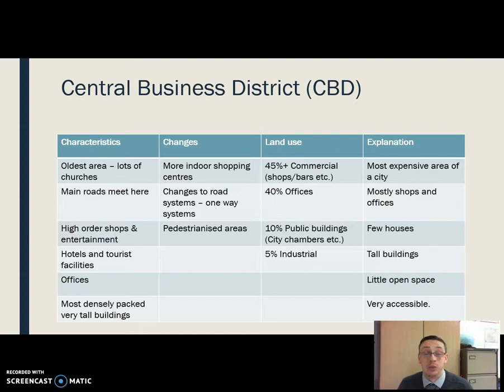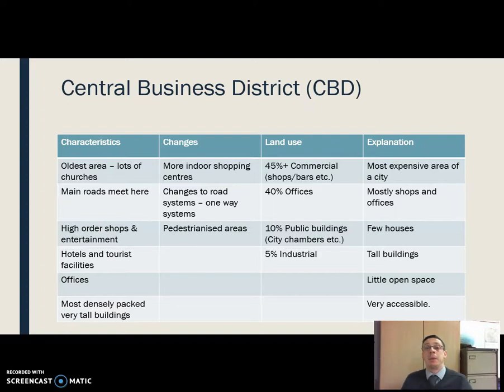We call the ones like that low order shops, and that's things like a newsagent's, the corner shop, that kind of thing. Now we also have entertainment, hotel and tourist facilities, we've got offices, and all of these things add together lead to an area with really, really densely packed buildings, and a lot of these buildings tend to be very tall as well, because they're so densely packed.